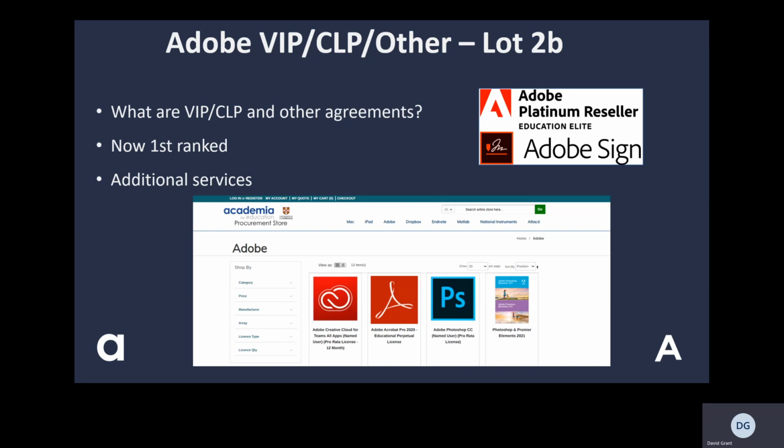The other side of Lot 2 is Adobe VIP, CLP, and other agreements. VIP is the most commonly utilized Adobe agreement we see in education, and it is an annual prorated agreement. CLP is a perpetual legacy agreement, but many customers still utilize this to procure perpetual Acrobat, for example. Another could touch on some of Adobe's other portfolio, particularly in terms of their marketing solutions, which some institutions now on board to ensure you can communicate to your stakeholders more effectively.